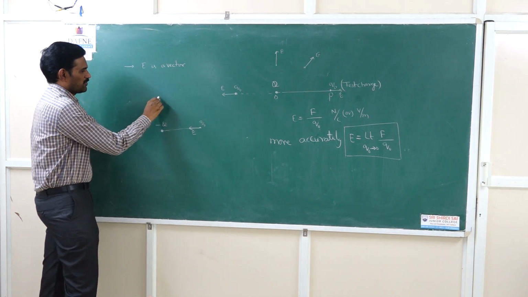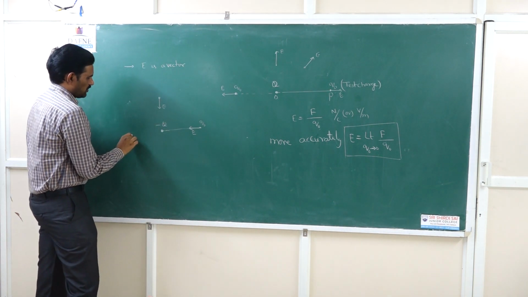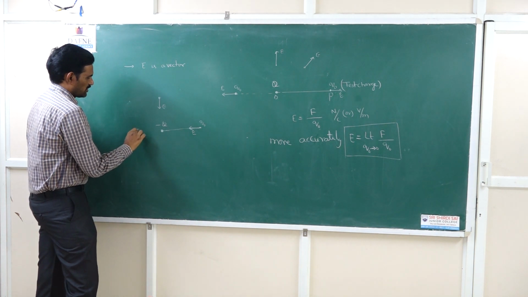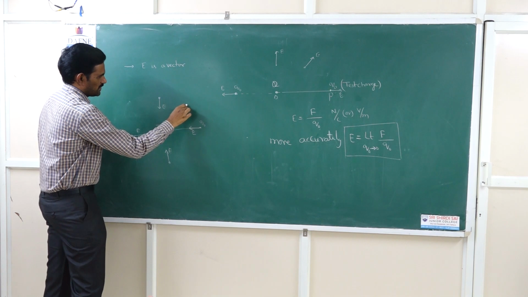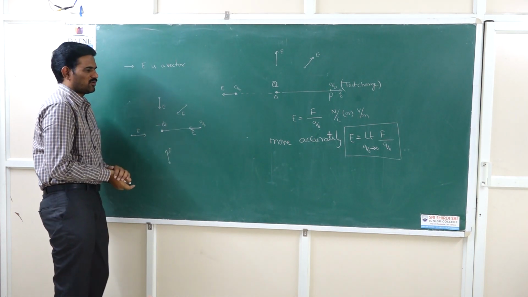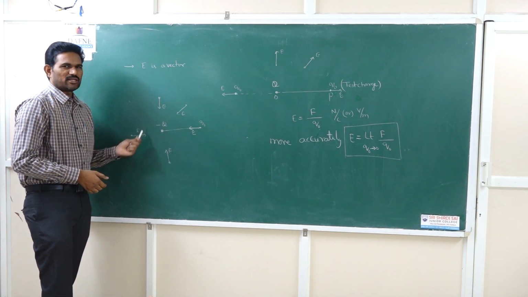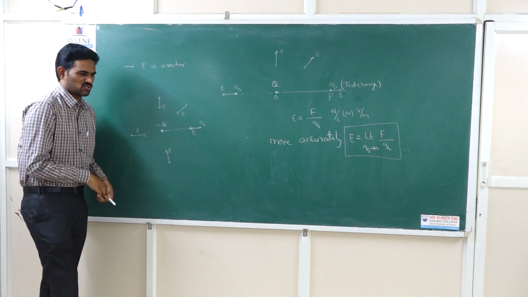So like that, anywhere you may place it here, it will come towards the charge, and if you place it here, it will move like this. So from this what we can conclude is the direction of the electric field due to a negative charge is towards the charge. That is the direction of the electric field.